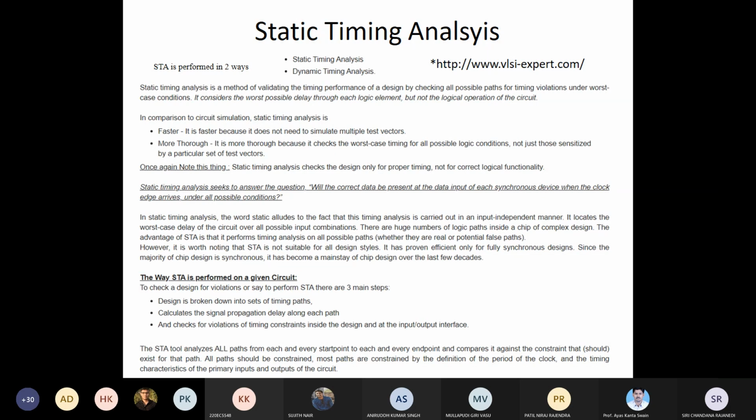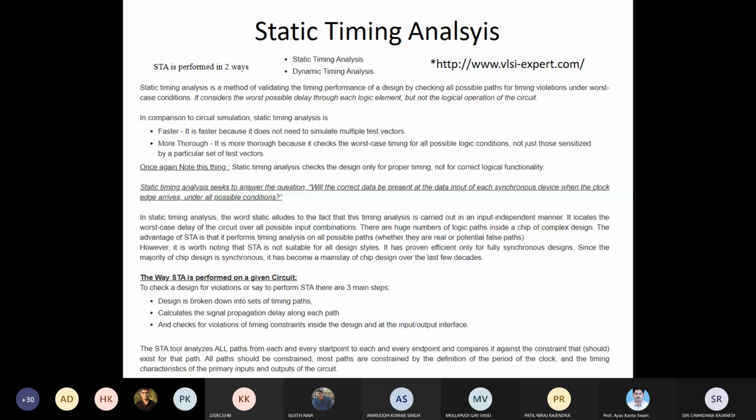One such tool is called PrimeTime, which is from the Synopsys company. Similarly, Cadence and Mentor Graphics have their own timing analysis tools. PrimeTime you will find very heavily used in industry. Okay, so what these STA tools do is analyze all the paths from each and every start point to each and every end point and compare them against the constraints that exist for all the paths.